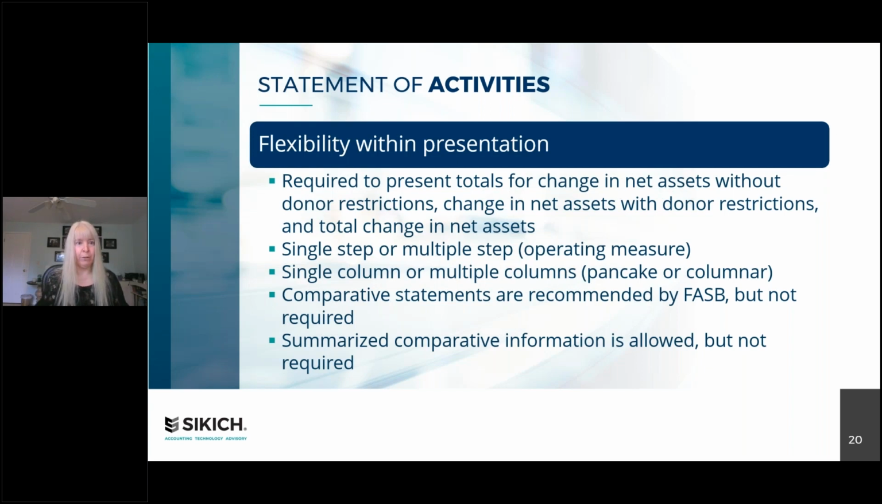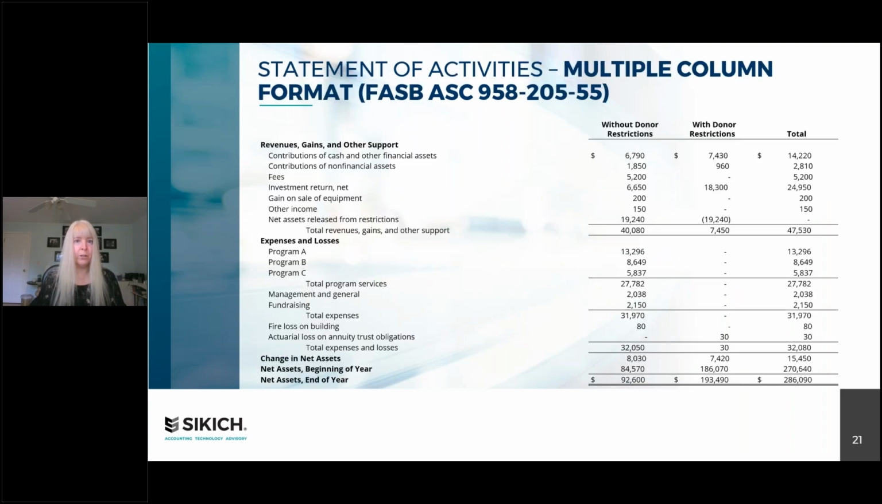Not-for-profits can have either a single step or a multiple step format of their statement of activities, in a single column or multiple columns. I'll give an example of what that looks like on the next slide. Comparative statements are recommended by FASB, but aren't required. And summarized comparative information is allowed but not required. I'll talk about special requirements for summarized comparative information when we get to the notes. So here's an example from FASB about that multiple column format.